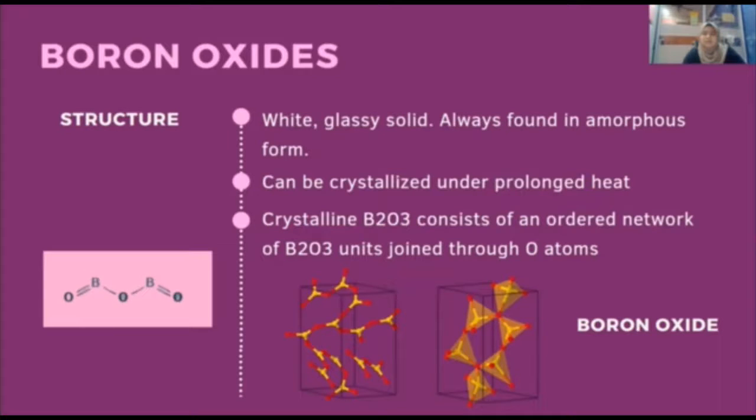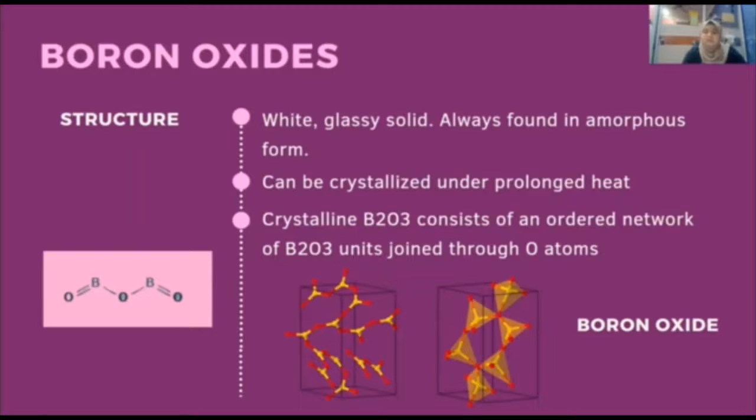The structure for boron oxide is a white glassy solid. Boron oxide is a solid which is normally found in its amorphous form. This is because the structure for elemental boron itself does not pack tightly together, so it has many voids between it, which is why boron oxide is usually found in amorphous form. As you can see in the structure below, there are many voids in the structure which make it amorphous.